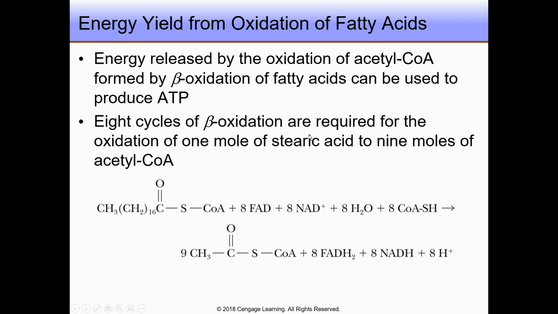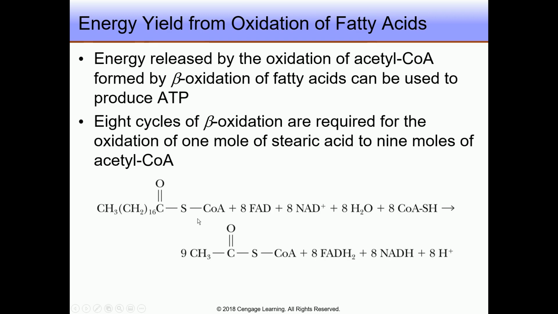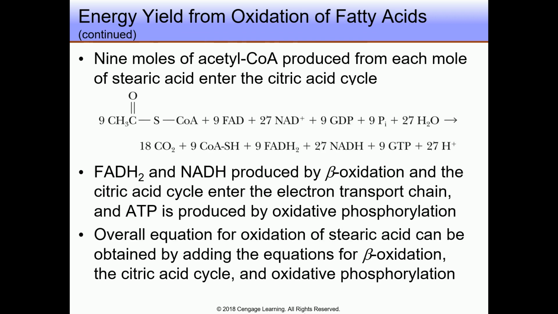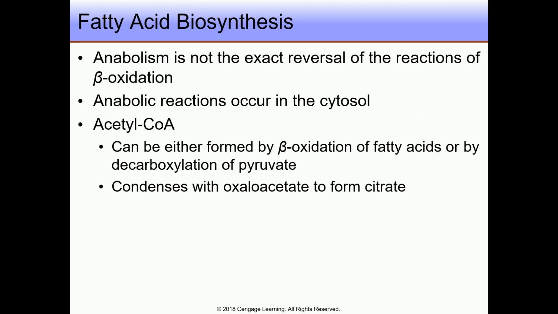So this is basically, you can go over it, it just says what is the yield after the oxidation of fatty acids. The energy released by the oxidation of acetyl coenzyme A formed by beta oxidation of fatty acids can be used to produce ATP. 8 cycles of beta oxidation are required for the oxidation of 1 mole of stearic acid to 9 moles of acetyl coenzyme A. This is all the complete reactions written. So you can go over it. I'm not going to talk. Okay, so this was all beta oxidation.